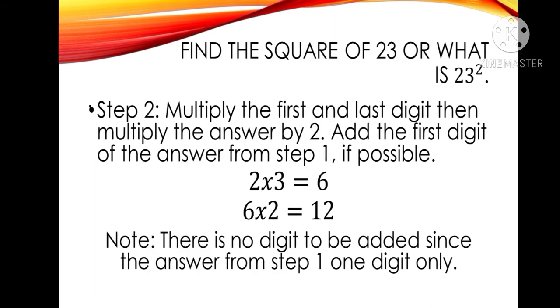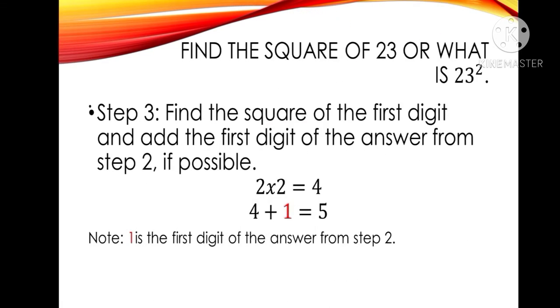And then multiply the first and last digit, then multiply the answer by 2. Our first digit is 2 and our last digit is 3. So 2 times 3 is equal to 6. Since there is no digit to be added, because the answer from step 1 is 1 digit only, we have 6 times 2 is equal to 12.